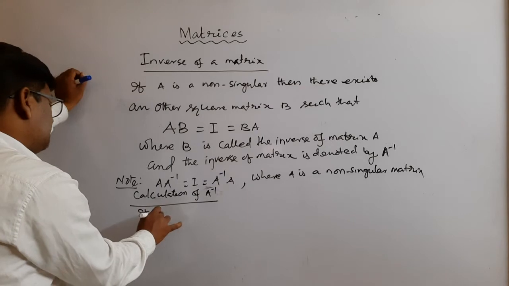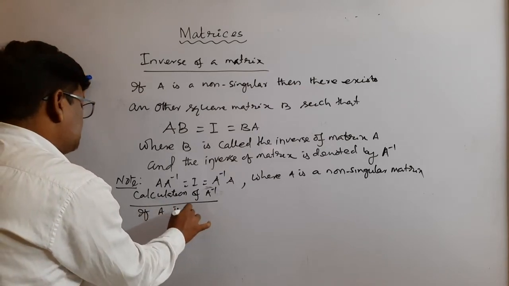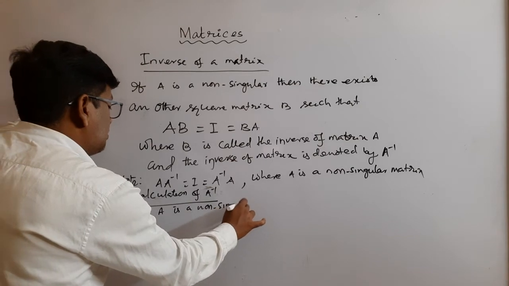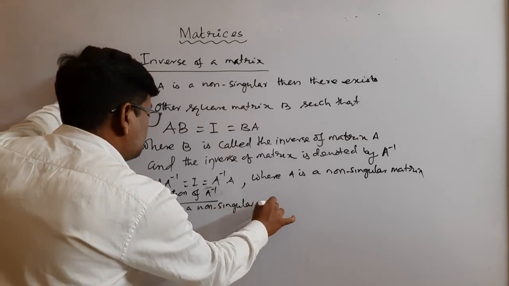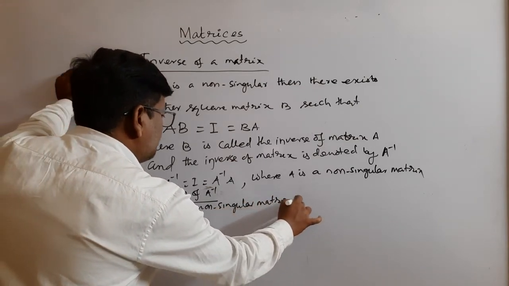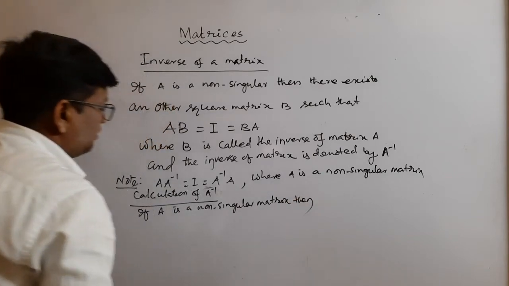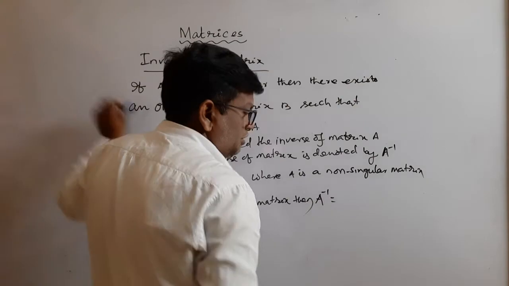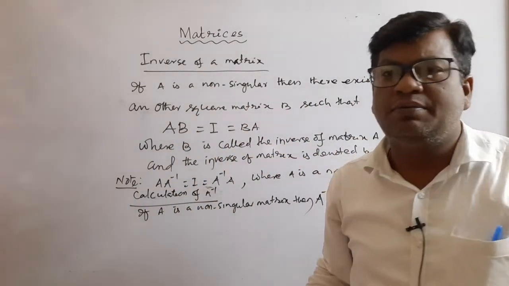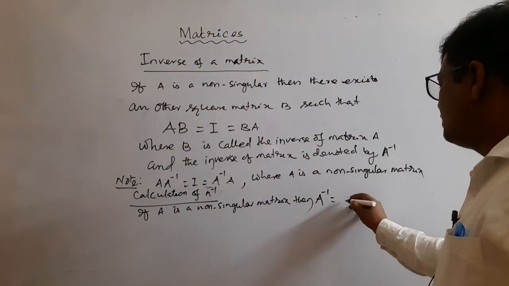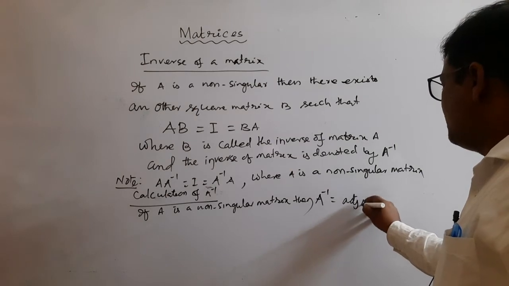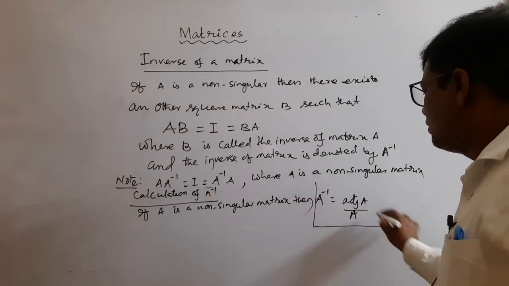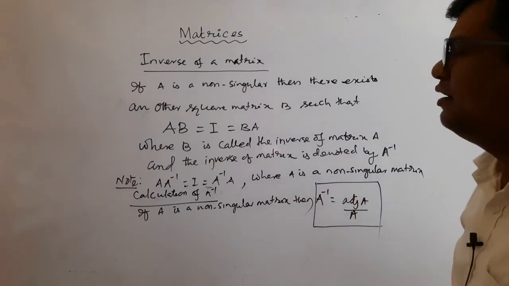If A is a non-singular matrix, then A inverse is equal to what? This is the formula to find the inverse of a matrix. Then A inverse is equal to adjoint A by determinant A. This is the formula to find A inverse.